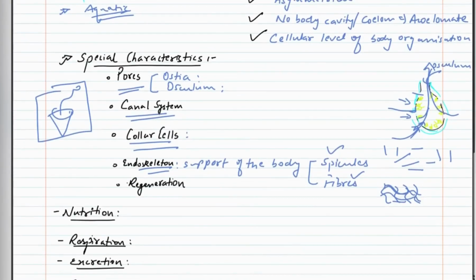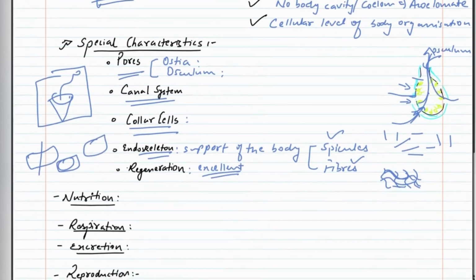Now sponges have excellent regeneration capacity. What do we mean by regeneration capacity? Regeneration means if an organism is dissected, cut, or damaged due to some external force, the damaged parts will make up the entire organism. For example, if this is the body of a sponge and somehow it gets cut like this, these two portions will develop into independent sponges. This is known as regeneration.